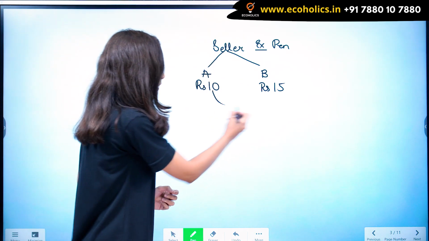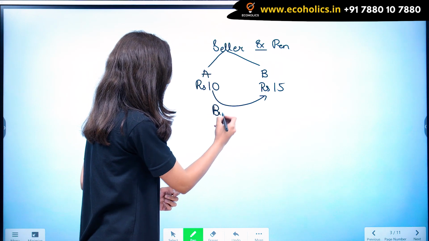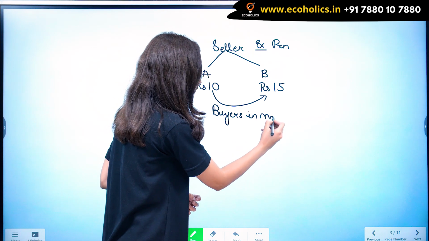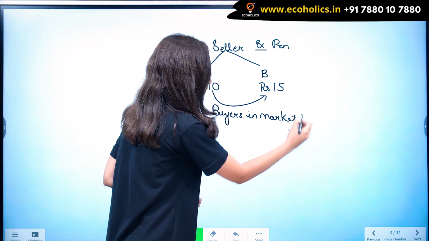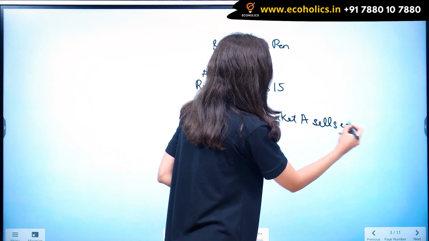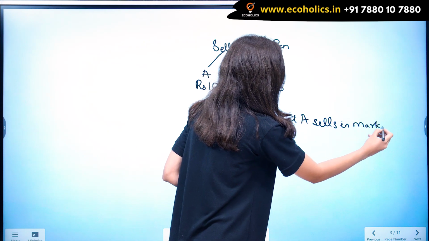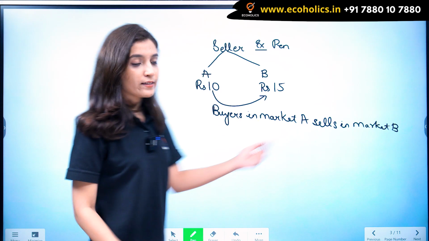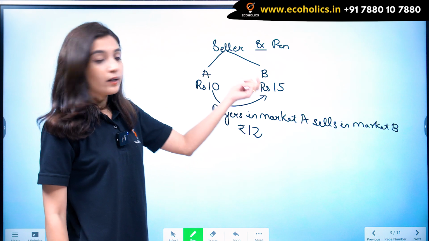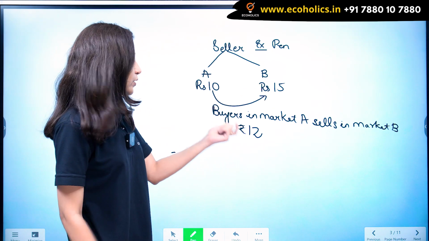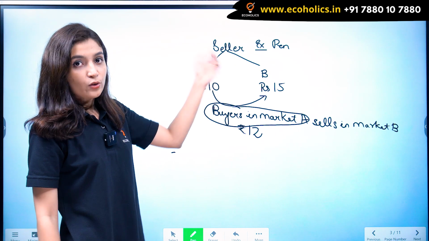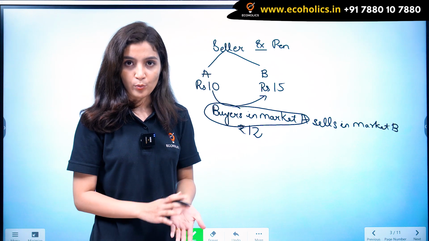That is, let's say the buyers in market A sell in market B at, let's say, rupees 12. So the buyers in market B are going to purchase from the buyers in market A and not from this seller. So in this case, price discrimination is not possible.